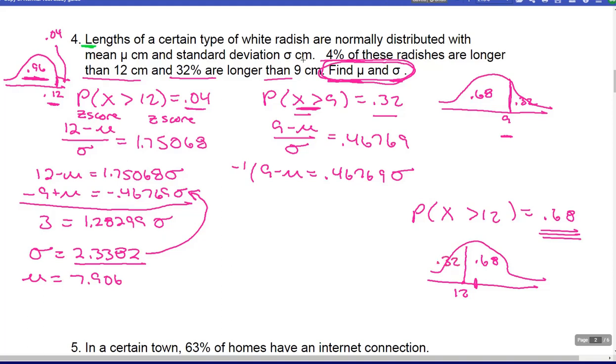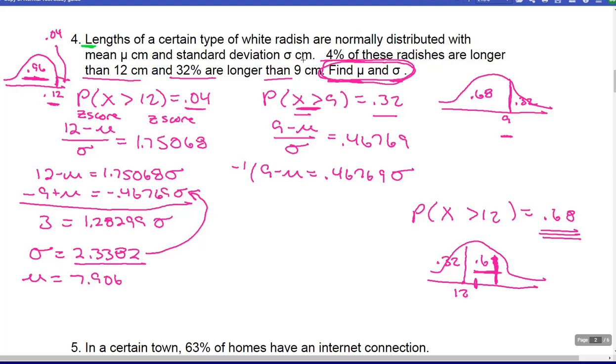Now, I'm expecting this to be a negative number. Are you with me on that? If you would have put 0.68, it'll be the positive version of this number. By looking at this picture, I know this has got to be negative. Sometimes people will accidentally put in the 0.68, which will give them this number. It'll be the exact same number, only positive.